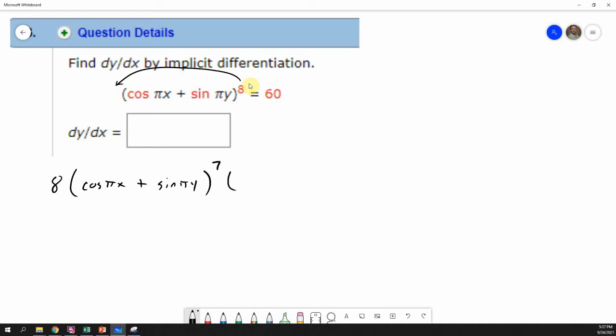Now, the chain rule tells us to take the derivative of what's in here. So the derivative of cosine is negative sine pi x times the derivative of the argument, which would be times pi, plus the derivative of sine pi y, which would be cosine pi y times the derivative of pi y, which would be pi dy dx. Remember, y is a function of x, so when we take the derivative of y, it's dy dx. And all of this, close those parentheses, equals the derivative of 60, which is just 0.